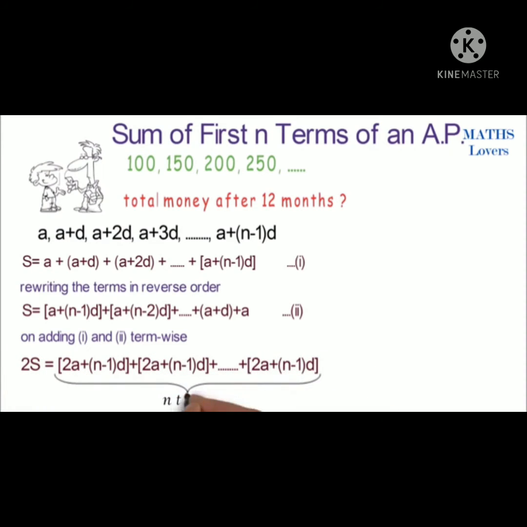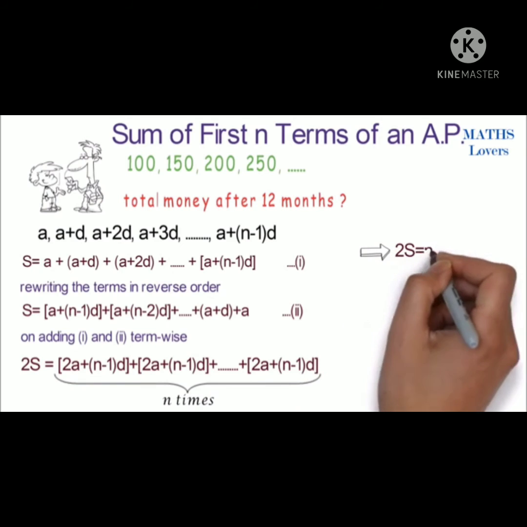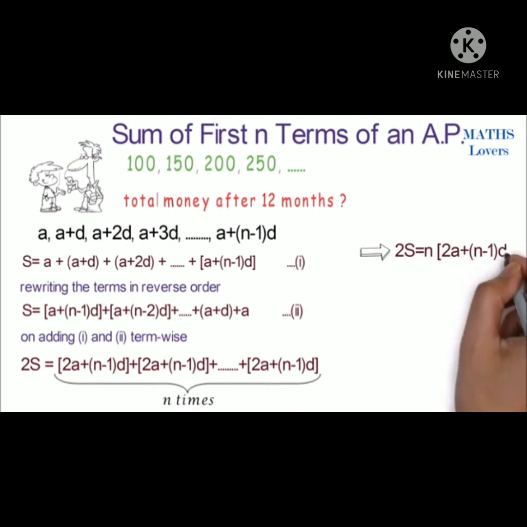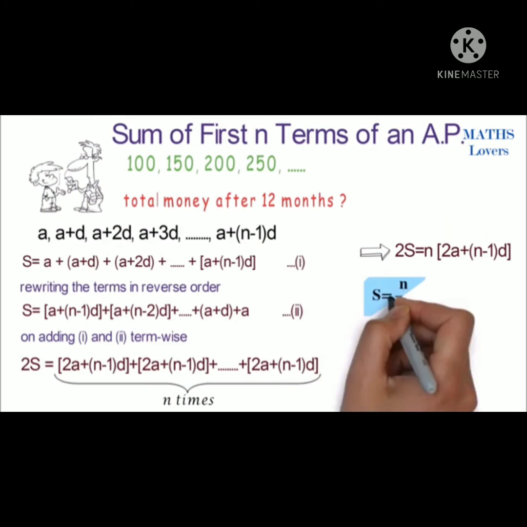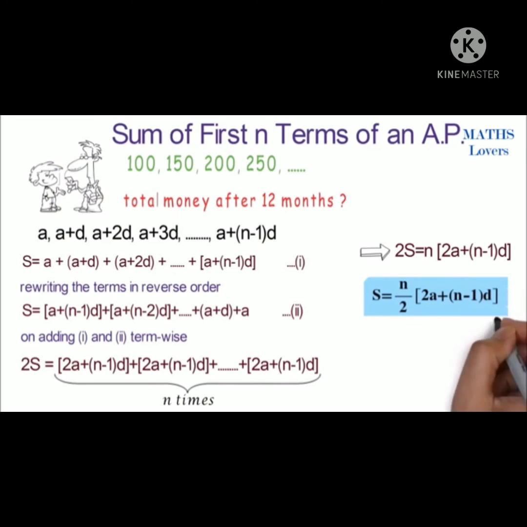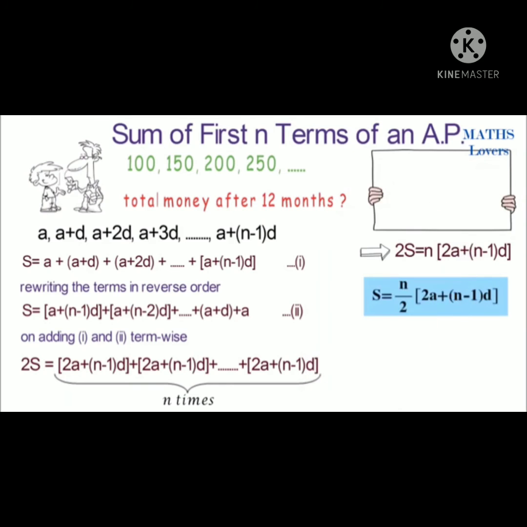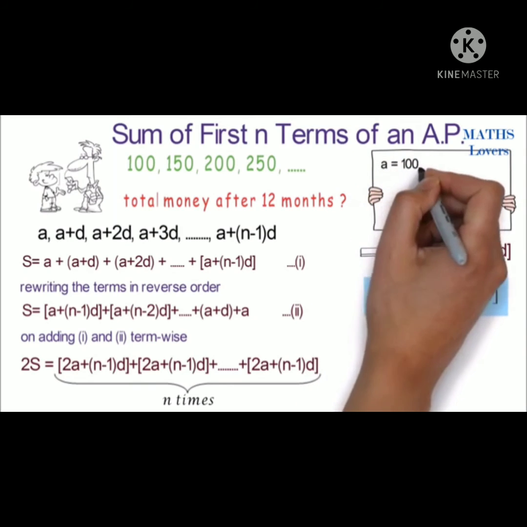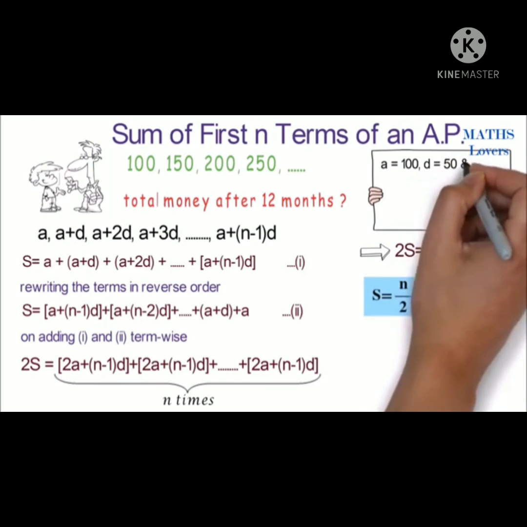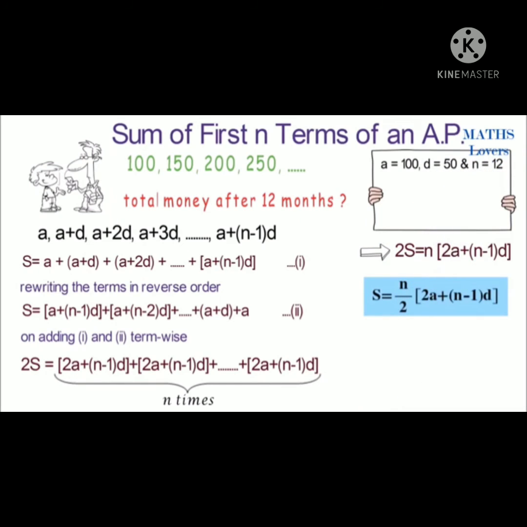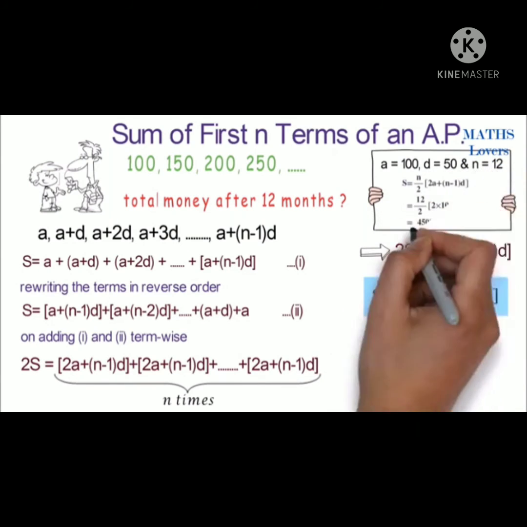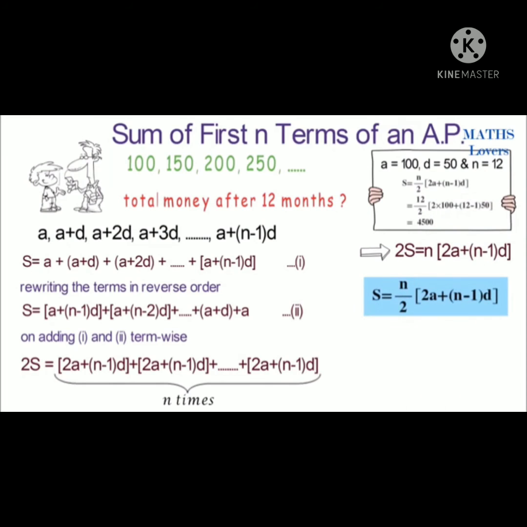That's why 2S equal to n times (2A plus (n minus 1)D). Therefore S equal to n by 2 times (2A plus (n minus 1)D). So this is our formula for calculating the sum of the first n terms of an AP. If we know A and D, then we can calculate it easily with this formula. Like in the above example, A is 100, D is 50, N is 12. On putting these values in the formula, we get sum equal to 4500.